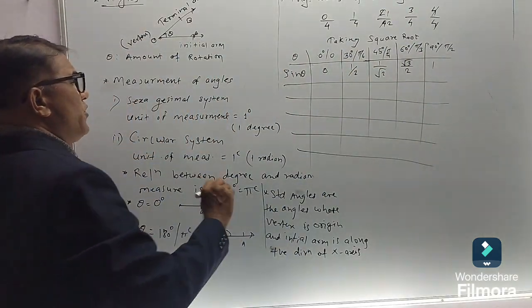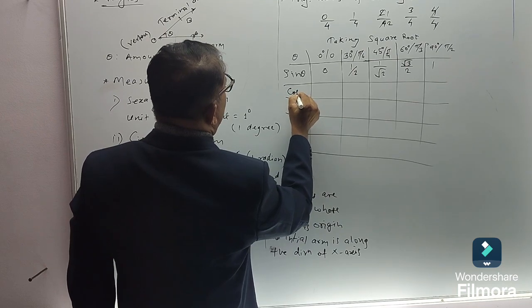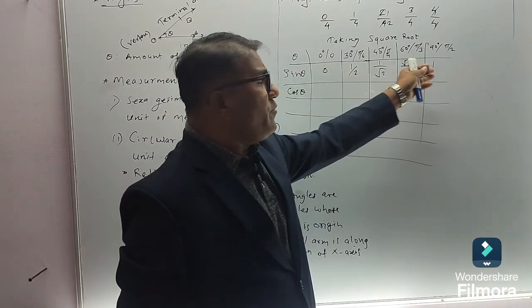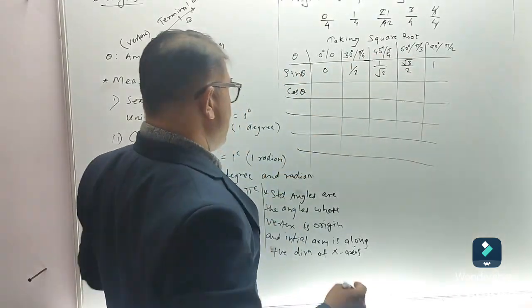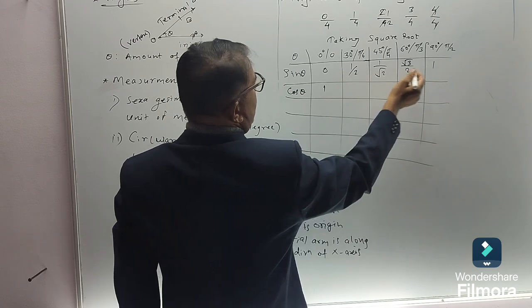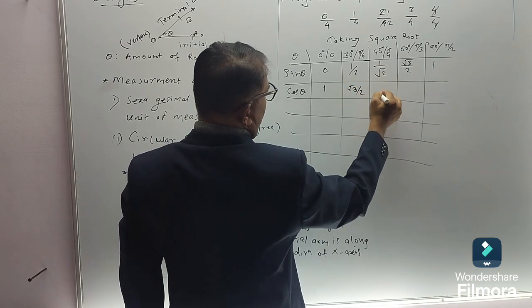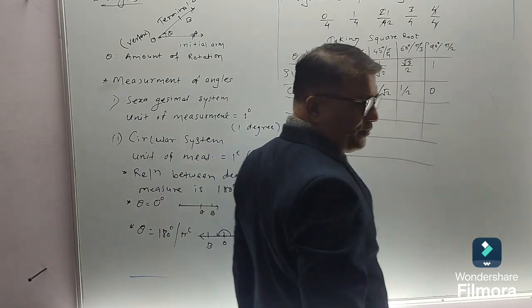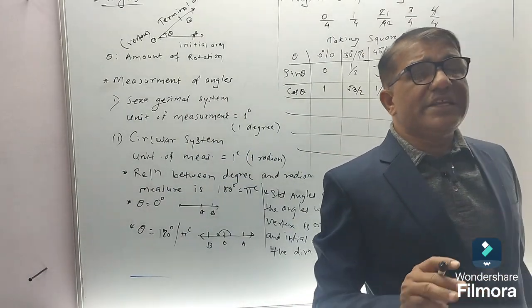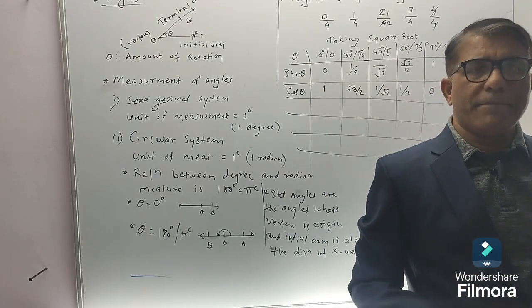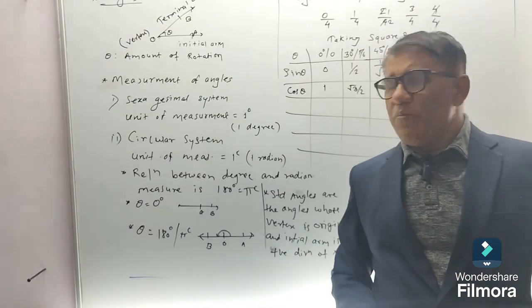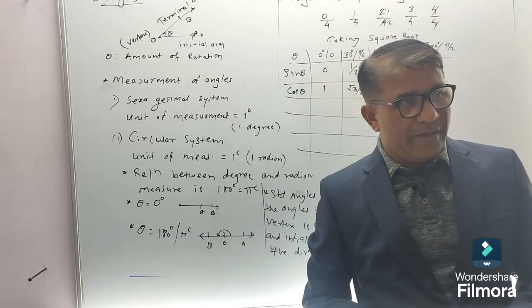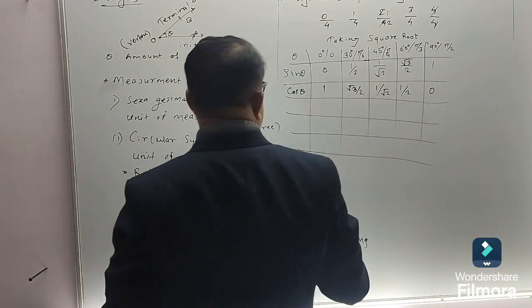Now it is simple to remember cos theta. For cos theta, you can write all these numbers in reverse order. Write 1 here, root 3 by 2 here, 1 by root 2, 1 by 2, and here 0. If I have sin theta and cos theta, it's over. Why? Because tan theta is the ratio of sin theta and cos theta. Therefore, we can find tan theta easily.